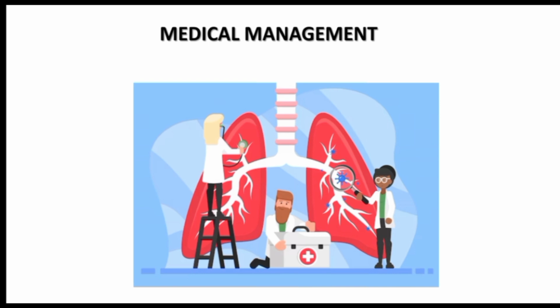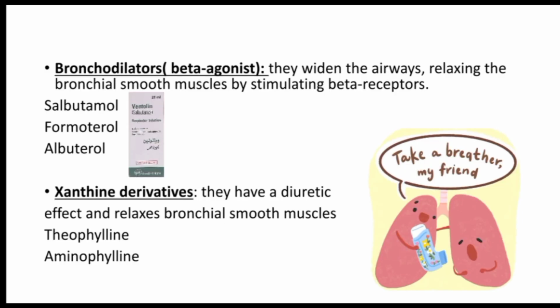Up till now, we have discussed the definition, the causes, clinical manifestations, and complications of asthma. Now we are going to discuss the medical management of asthma. The medicines we are going to give are bronchodilators. We also call them beta agonists. They widen the airways, relaxing bronchial smooth muscles by stimulating beta receptors. Salbutamol, formoterol, albuterol are the bronchodilators we commonly use.